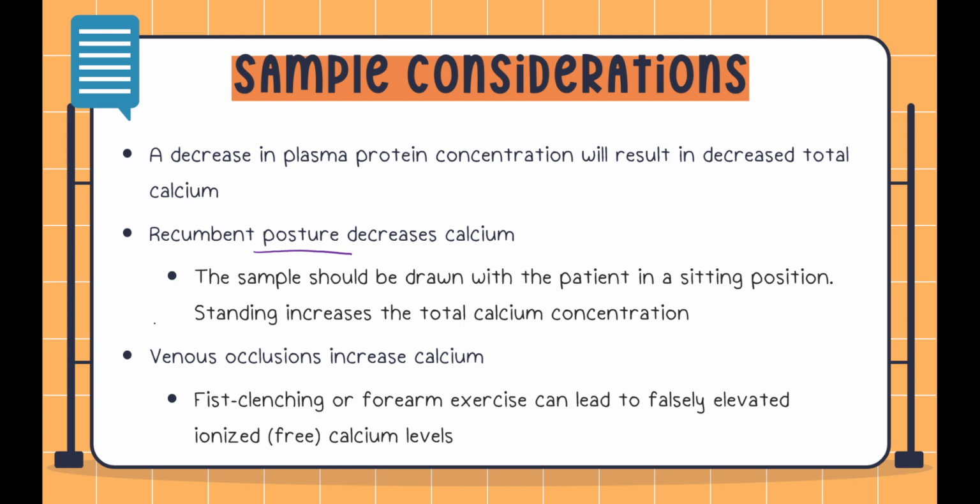Next, we have this one. Venous occlusions would increase your calcium, especially during blood collection also. As simple as fist clenching or forearm exercises done by your patient could also lead to false elevation of your ionized or free calcium levels. So this is basically the hemodynamic changes that happen during these activities.